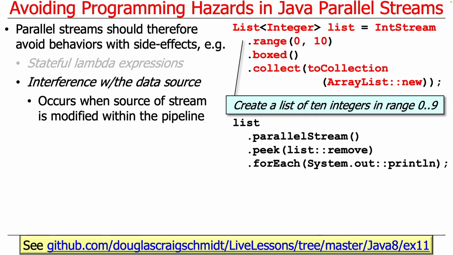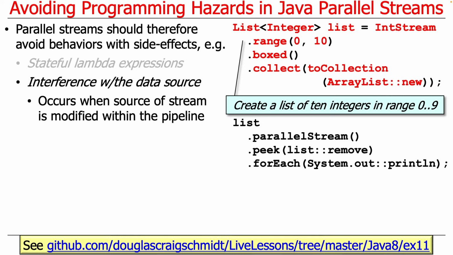So now it's a range of integers, and then we collect that into an array list. And just for fun, I used a different factory method. Usually I would just use toList, but here I decided to use toCollection, and I said ArrayList::new.